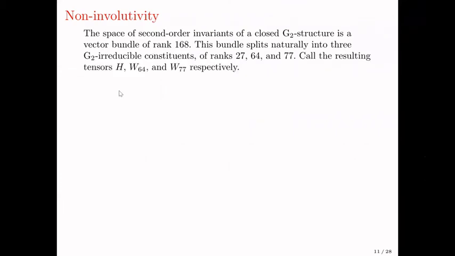So I'm going to call the resulting tensors H, W64, and W77. The reason I've used W for these is that these tensors can be naturally identified with parts of the Weyl tensor. The algebraic space in which the Weyl tensor lives decomposes as a G2 representation into exactly a 27-dimensional piece, a 64-dimensional piece, and a 77-dimensional piece. And these tensors are exactly the part of the Weyl tensor that corresponds to those G2 components. H also appears in the Weyl tensor, but it also appears in the Ricci tensor as well. So there's something special happening for the curvature of a closed G2 structure.